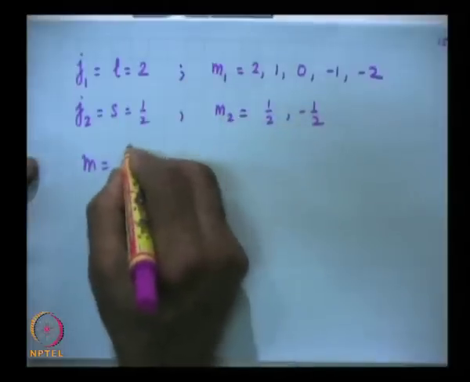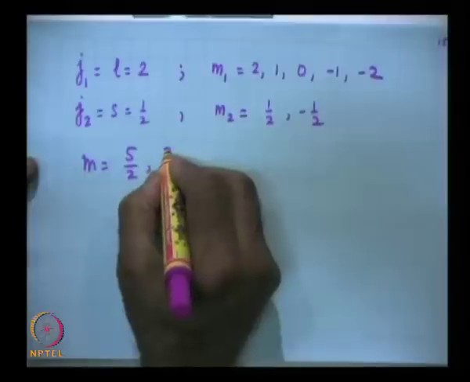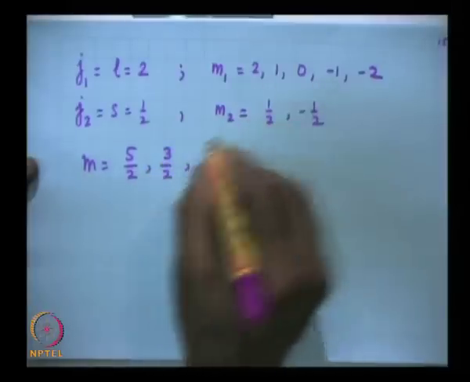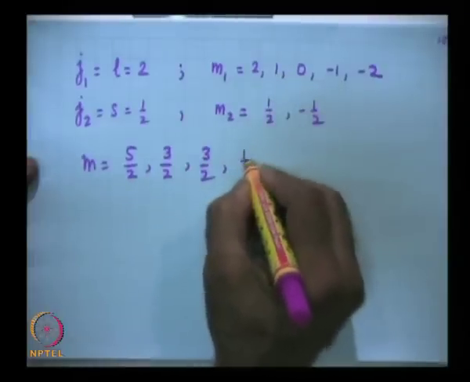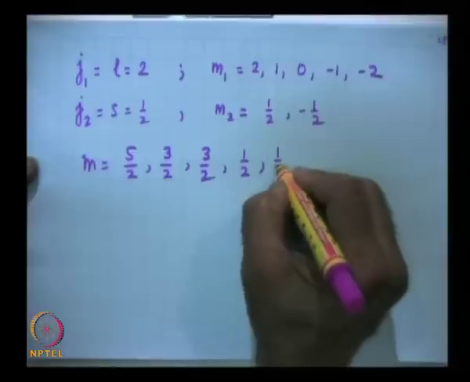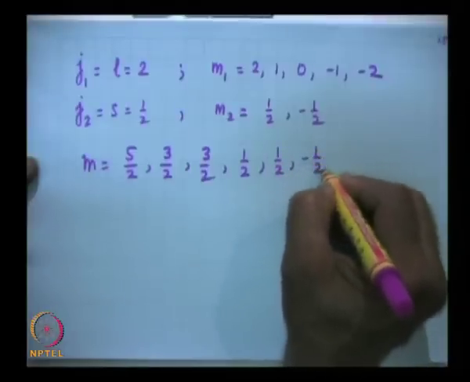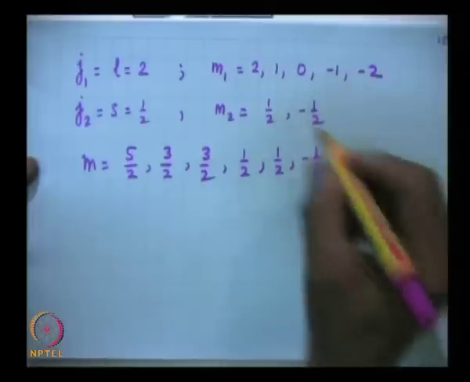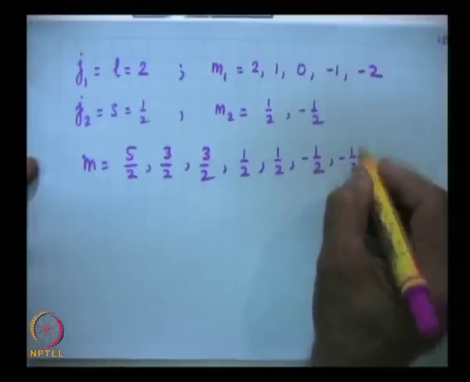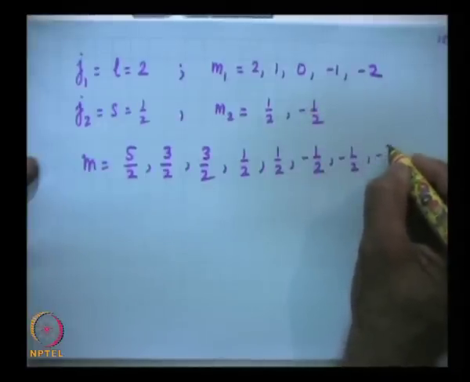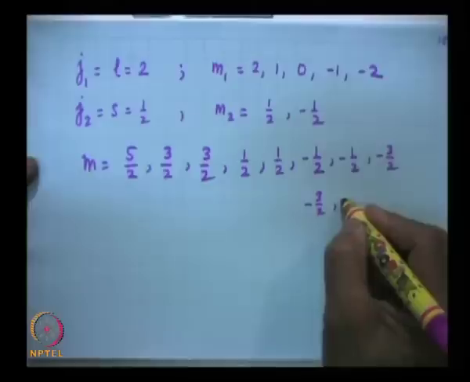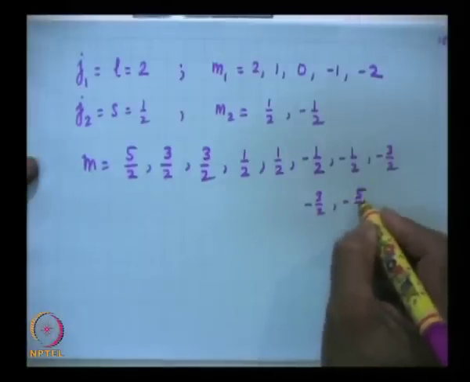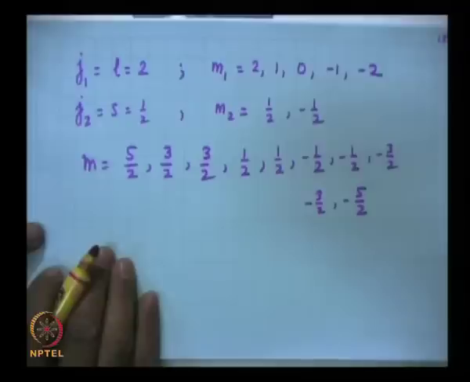2 plus half is 5 by 2, 2 minus half is 3 by 2, 1 plus half is 3 by 2, 1 minus half is half, 0 plus half is half, 0 minus half is minus half. I hope I do not make any mistake now. Minus 1 plus half is minus half, minus 1 minus half is minus 3 by 2, minus 2 plus half is again minus 3 by 2 and minus 2 minus half is minus 5 by 2. These are all possible values of m.